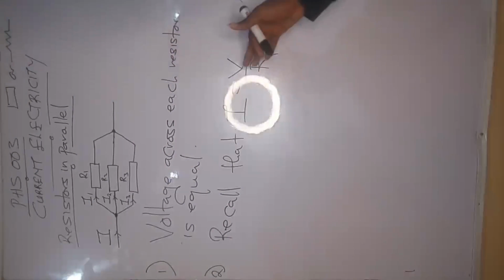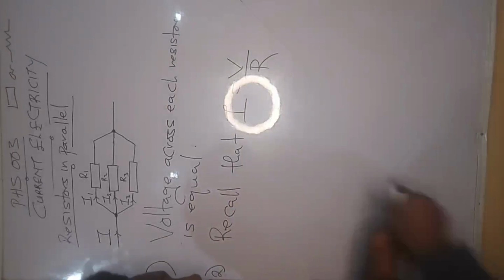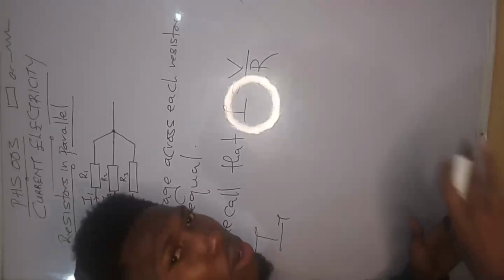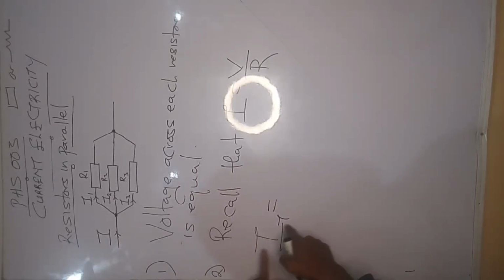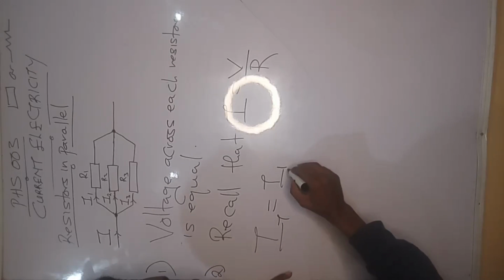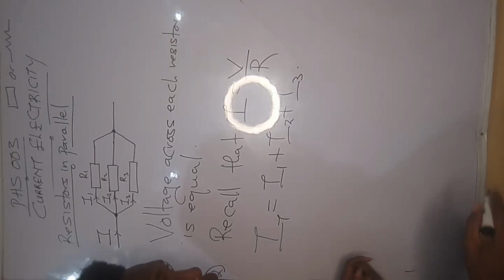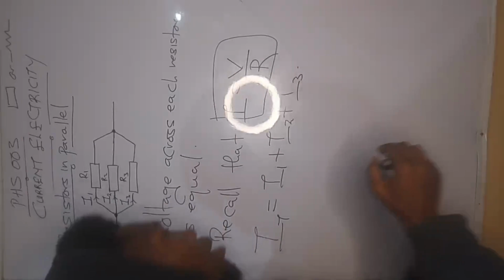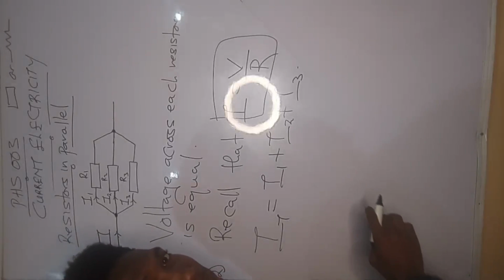Now, we can establish the fact that in a parallel connection, the total current, I total, flowing through it is equal to the sum of all the currents. Meaning our I total, which is this I here that was flowing, is equal to I1 plus I2 plus what? I3. Do you get me now? And we've appreciated the fact that I is equal to V over R.